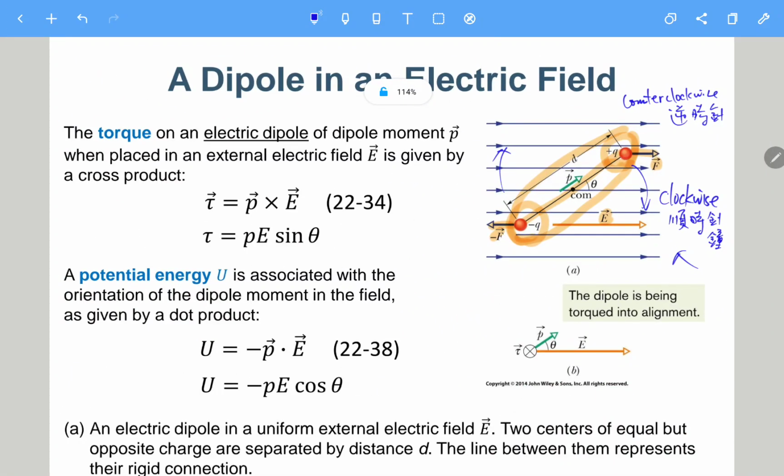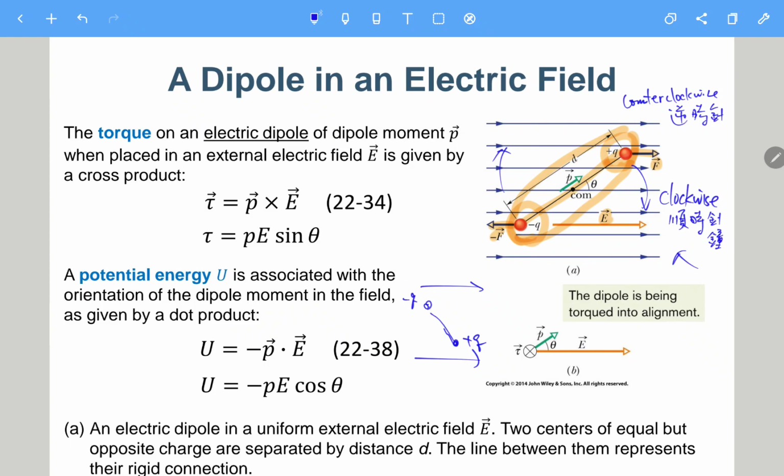Okay, but if the E field is like this, it will start to rotate clockwise, and sometime later it will be horizontal. But at that time, it won't have any force acting on it, but there will be some kinetic energy. So it will keep rotating forward until the dipole rotates to this angle.